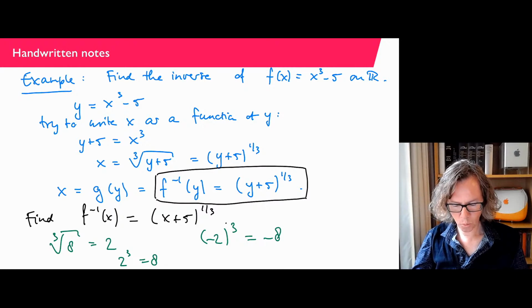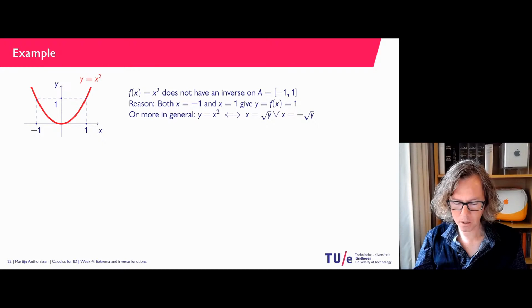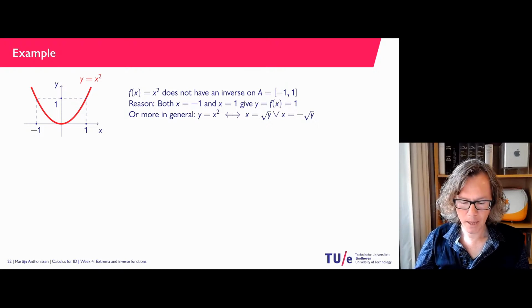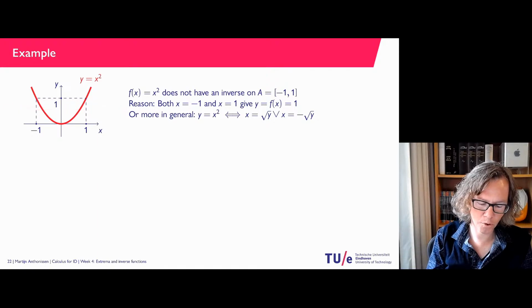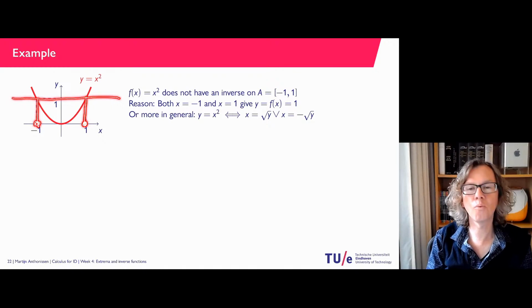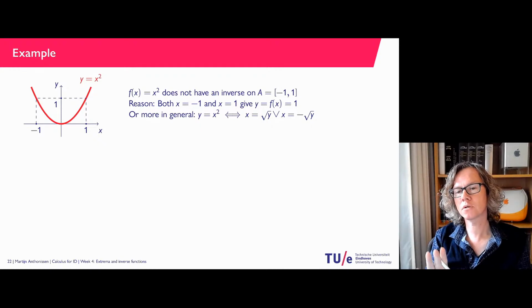Now, just one quick remark before the break. So if you have this function, y is x squared, so a normal parabola, then you see that if you draw a horizontal line here, or as it is suggested in the picture at height 1, you see that there are two x values that correspond to y equals 1. So this function is not 1 to 1, it does not have an inverse.